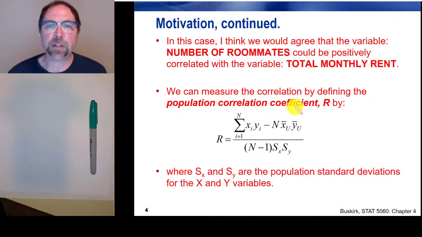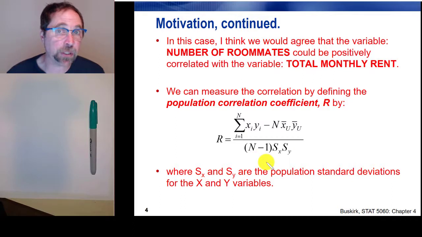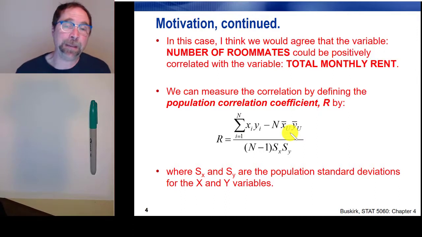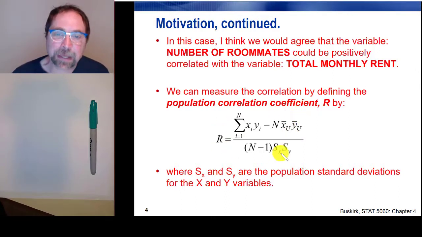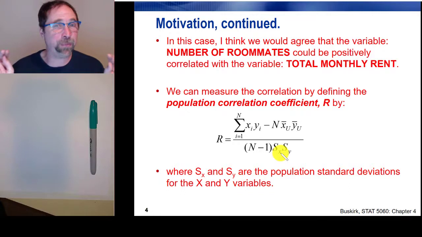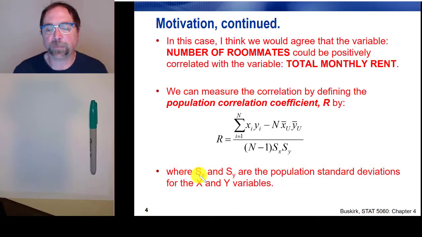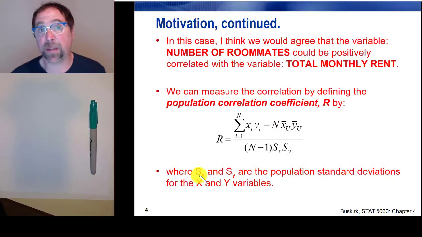The population correlation coefficient is essentially Pearson's correlation coefficient, except that in this example we see capital letters and X bar U because we're assuming that we have a finite population. So this would be the Pearson correlation coefficient that we would compute if we took the entire census of the population and we collected X variable and Y variable information. Again, we're using these capital S's to refer to the standard deviation in the population for those variables.